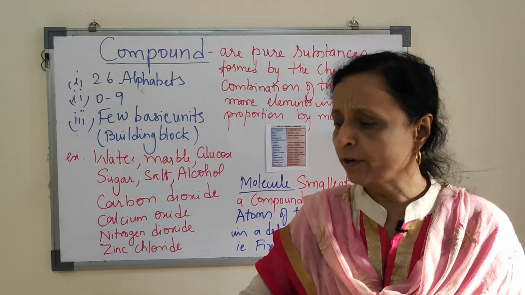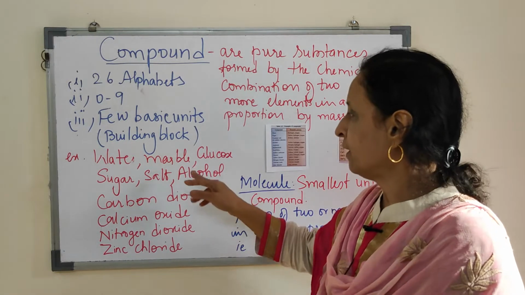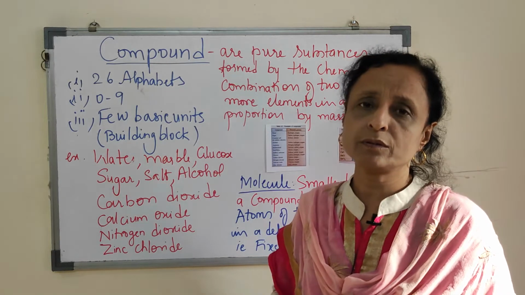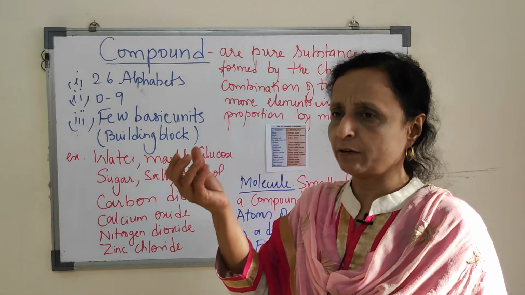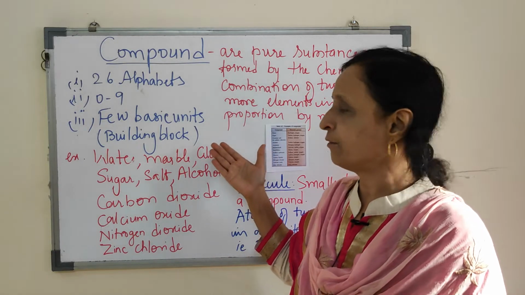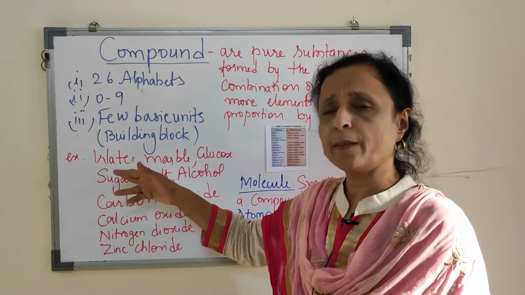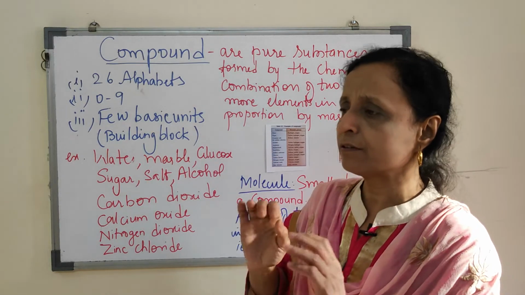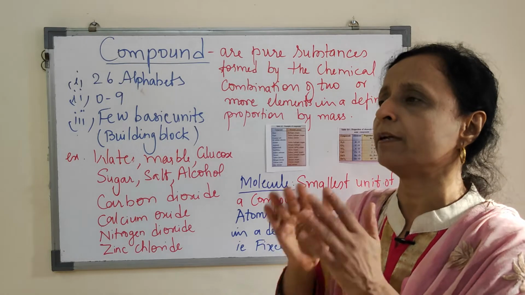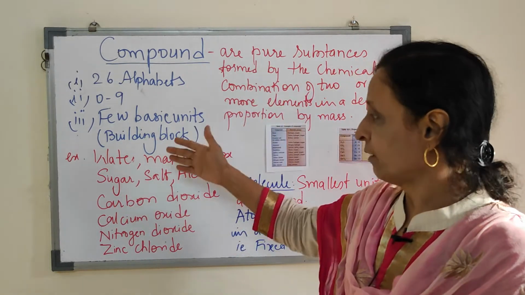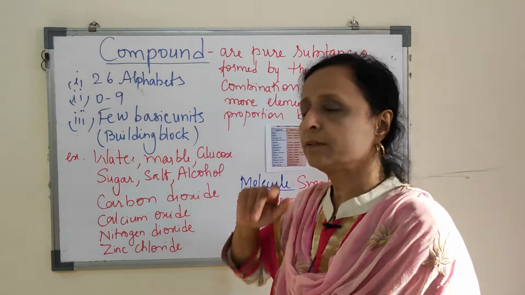Marble, the flooring marble, white color marble is calcium carbonate, that's a compound. Glucose, the one which you take, Glucon D also, it's a glucose that will have carbon, hydrogen, oxygen. Sugar, that also has carbon, hydrogen, oxygen. Remember, the elements carbon, hydrogen, oxygen are same, but their placement is such that they will differ in their properties. You'll see in many examples.